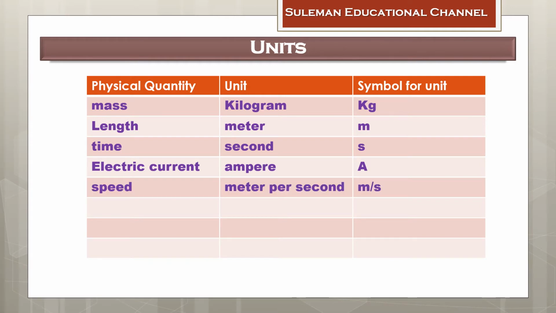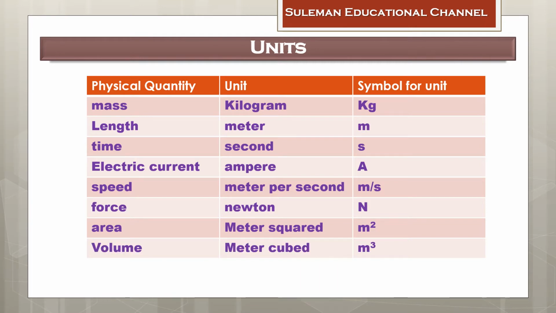Meter per second is the unit of speed and is represented by the symbol m divided by s. Newton is the unit of force and is represented by capital N. Meter square is the unit of area and is represented by m power 2. Meter cube is the unit of volume and is represented by m power 3.